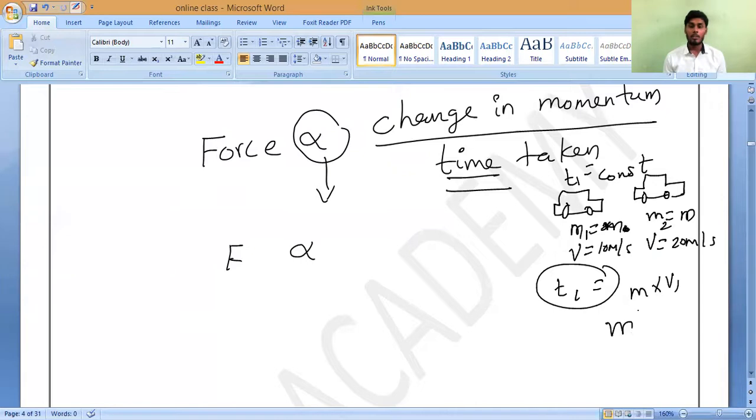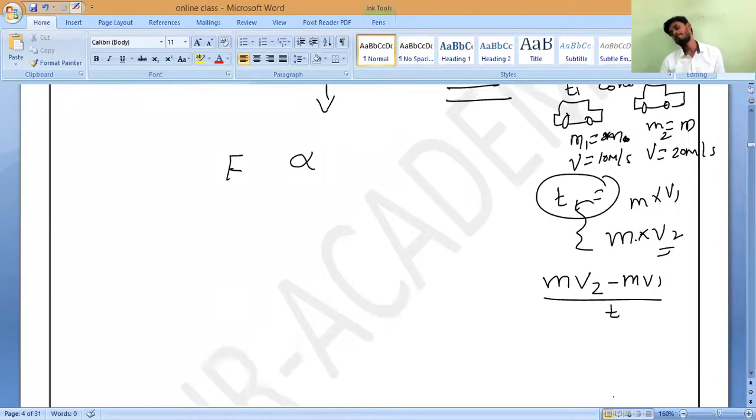Next, at T2, after certain time, the momentum is M into V2. What is the change in momentum here? Change in momentum is MV2 minus MV1 with respect to time period. So the time period I will consider as T2 minus T1. Are you understanding? T2 minus T1.